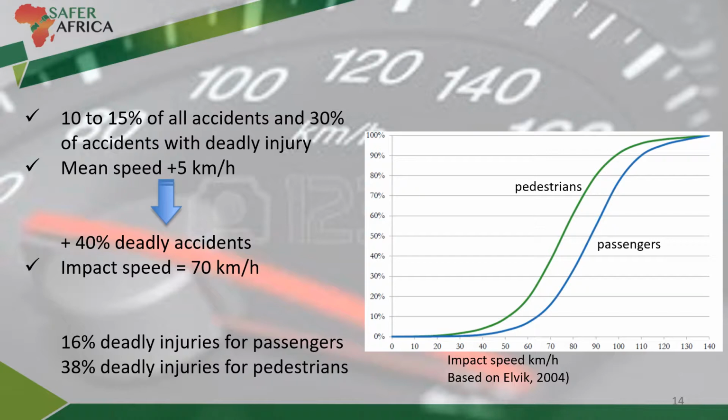An increase of the mean speed of 5 km per hour on a road leads to a rise of 50% of deadly accidents. In case of a collision between a vehicle and a vulnerable road user, the injuries of the vulnerable road user are extremely severe. A study has pointed out that for an impact speed of 70 km per hour, the risk of a deadly injury equals 16% for an occupant of the car and is more than 2 times higher, 38%, for a pedestrian. In case of acceleration from 70 km an hour to 80 km an hour, the risk doubles.